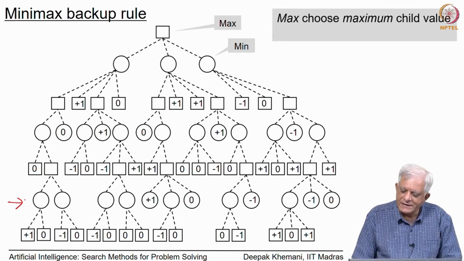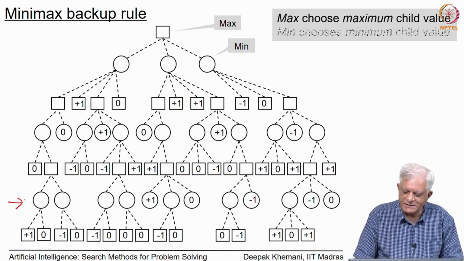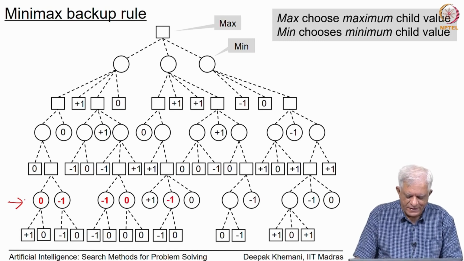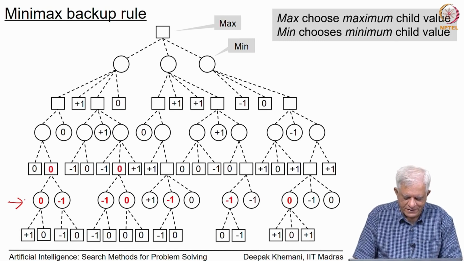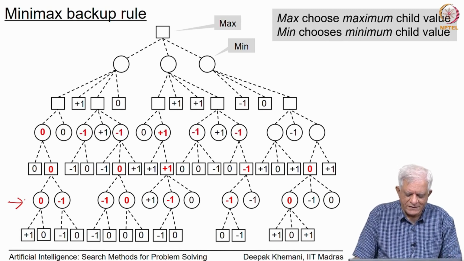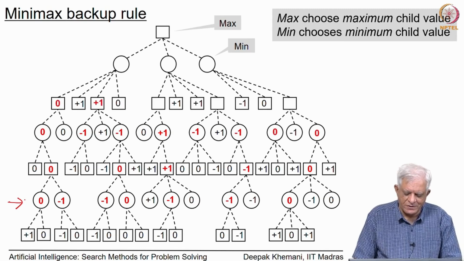will get a value. So, max chooses the maximum child value and min chooses the minimum child value, and this is the process that we are seeing now. First, the nodes at the lowest layer, the internal, are being backed up, and then once they have their values, they are backed up to the next higher layer, and so on essentially. So, you can see that at each stage min is choosing the minimum of all possible values and max is choosing the maximum of all possible values.